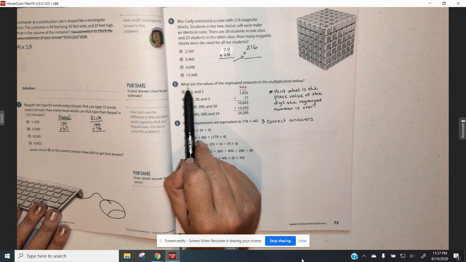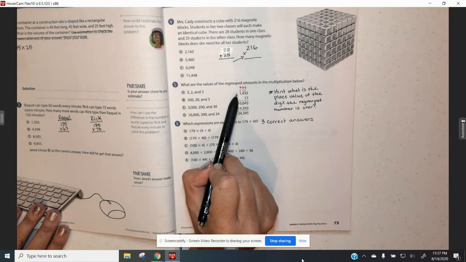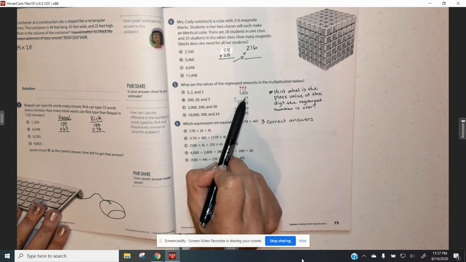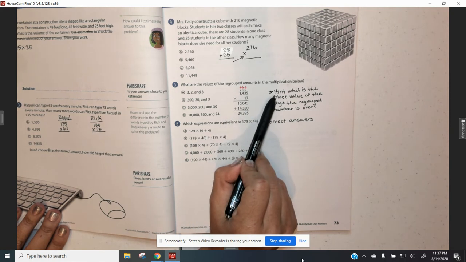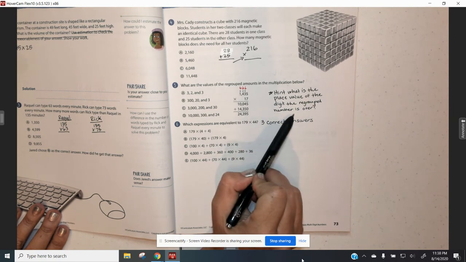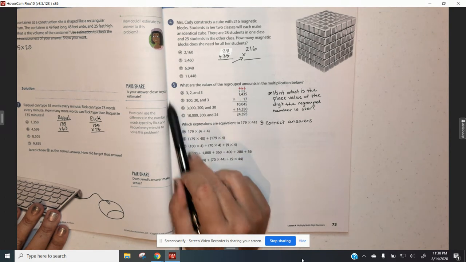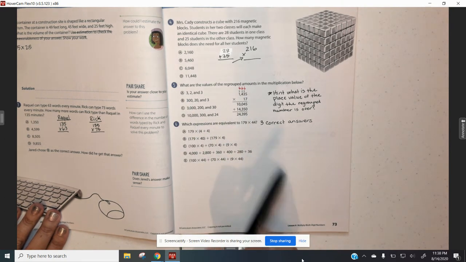For number 5, what are the values of the regrouped amounts in the multiplication below? So you have a 3, a 2, and a 3. So a hint is, what is the place value of the digit the regrouped number is over? So look at what place value the regrouped number is over to find your answer.